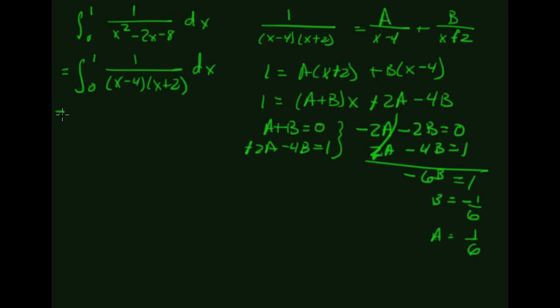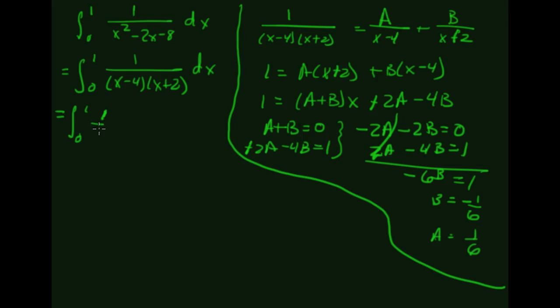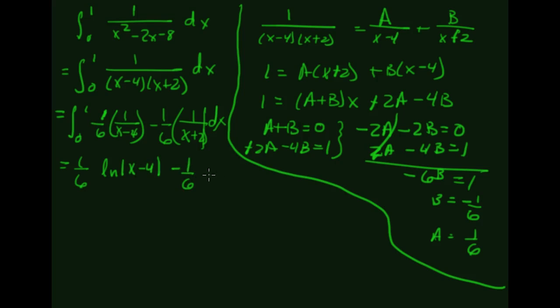Alright, so this now becomes the integral from 0 to 1 of 1/6 times 1 over x minus 4 minus 1/6 times 1 over x plus 2 dx. When I take the integral here, I'm going to get 1/6 times the natural log of x minus 4 minus 1/6 times the natural log of x plus 2 from 0 to 1.